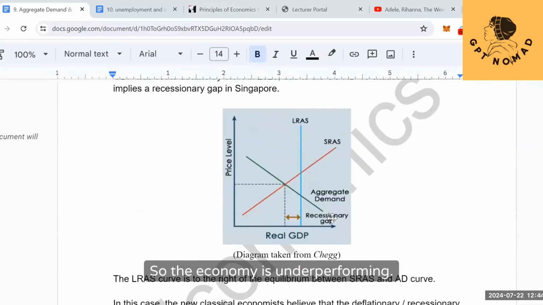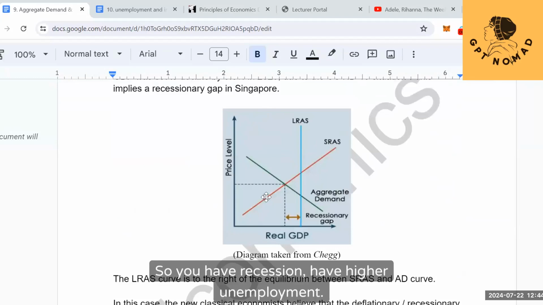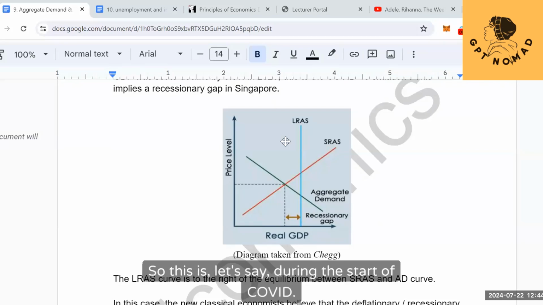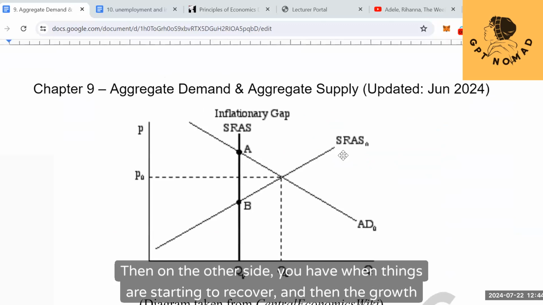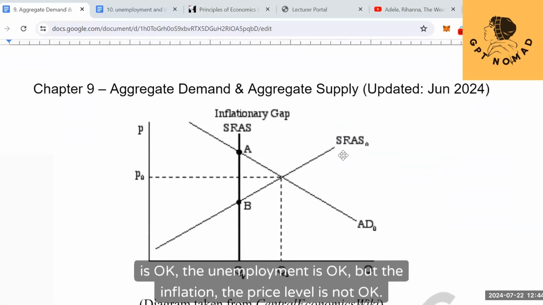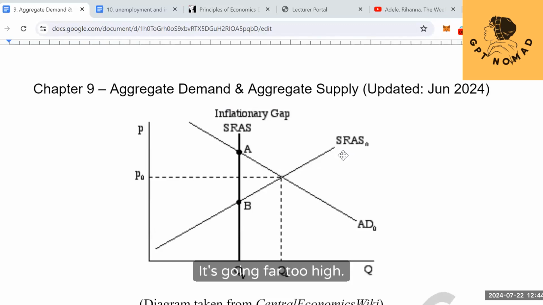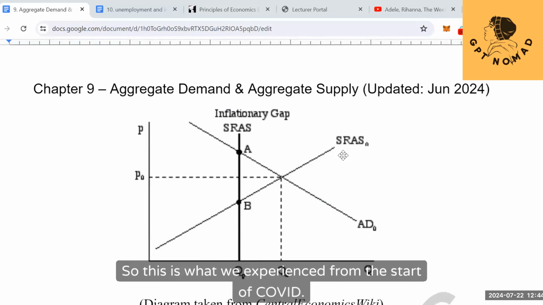So the economy is underperforming. So you have recession, you have higher unemployment. At this point, the price level is not an issue. So this is, let's say, during the start of COVID. Then on the other side, you have when things are starting to recover, and then the growth is okay, the unemployment is okay, but the inflation, the price level is not okay, right? It's going far too high. So this is what we experienced, right, from the start of COVID.